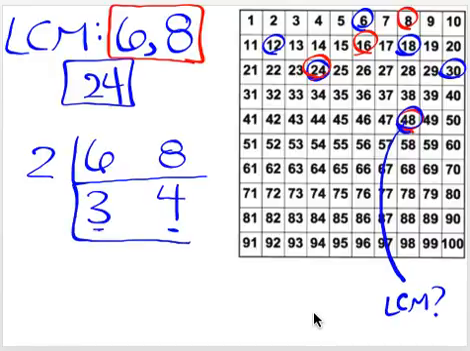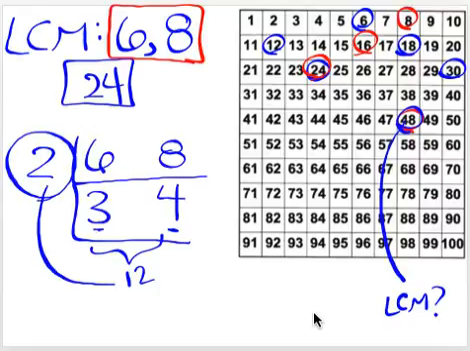because I know they both don't divide by something. So since 4 and 3 have a least common multiple of 12, then since 6 and 8 are 2 times as big, I have to also multiply by 2 to get 6 and 8's least common multiple, which would be 24, because 12 times 2 is 24.